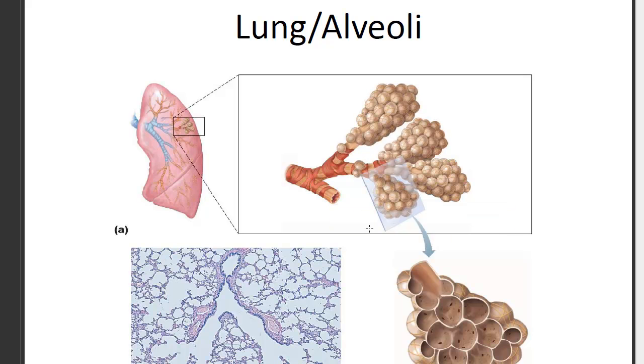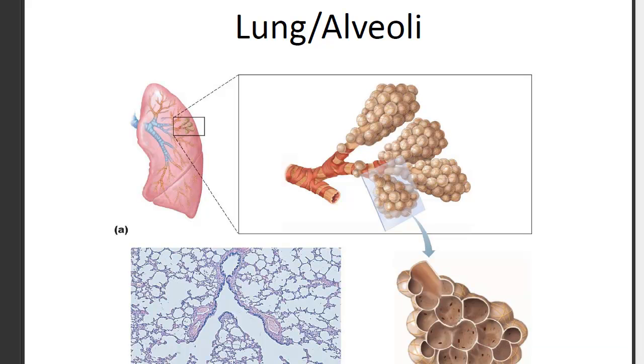The final branching of the bronchiole is the alveolar duct. Here we can see there's no smooth muscle. It's just simple squamous epithelium, one layer of thin cells. This is the alveolar duct, this portion right here, and it has little outpouchings, small air sacs called alveoli. If we use it in the singular, it's called an alveolus. These are where gas exchange takes place.